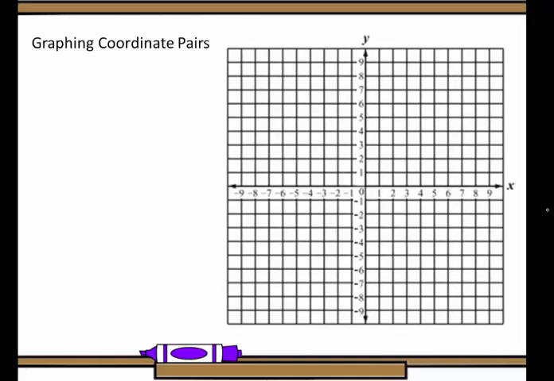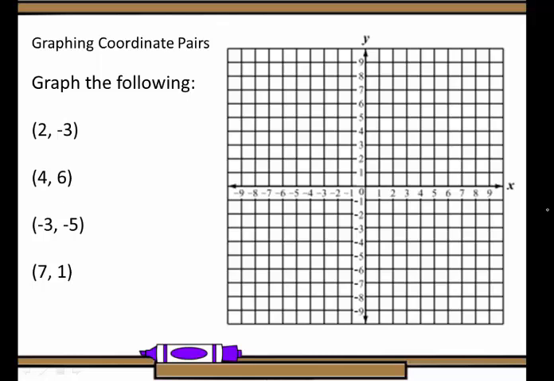To graph coordinate pairs, we'll graph the following. We count the x value first. So if we want the point (2, -3), I'm going to give these letters. We'll call this A, B, C, and D. So for (2, -3), I go over 2, starting at 0, 1, 2, and then I have a -3, so I go down 1, 2, 3. So this is the point (2, -3). And we'll call that point A.